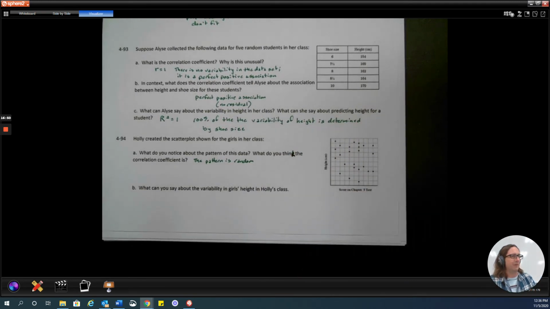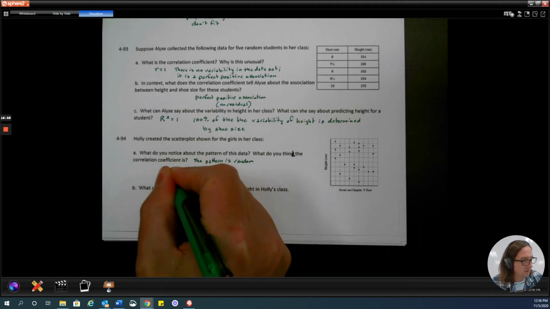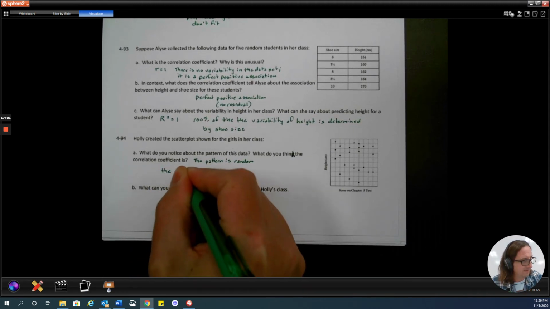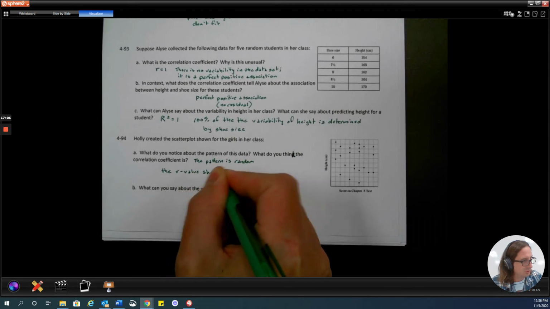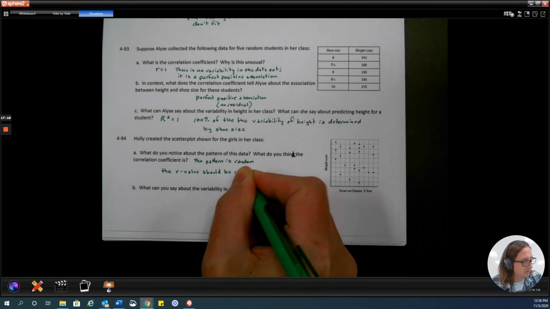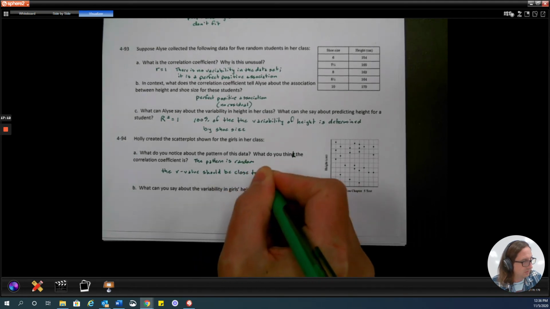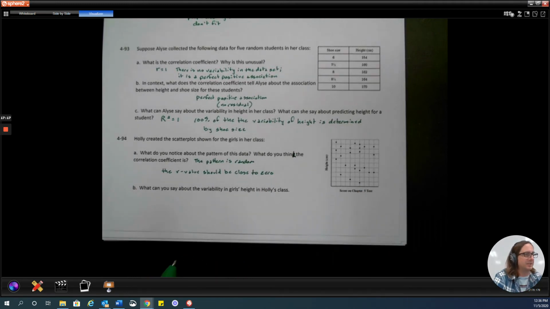What do you think the correlation coefficient is? Well, I think the correlation coefficient should be pretty darn close to 0. So the R value should be close to 0, because it doesn't look like there's a positive or negative association in this data. It just looks like it's random.